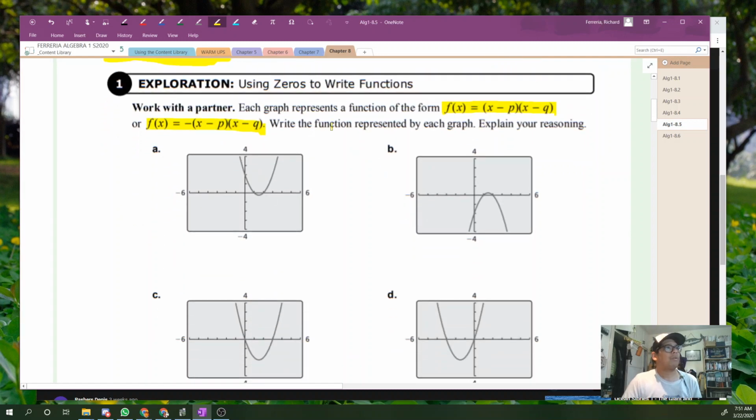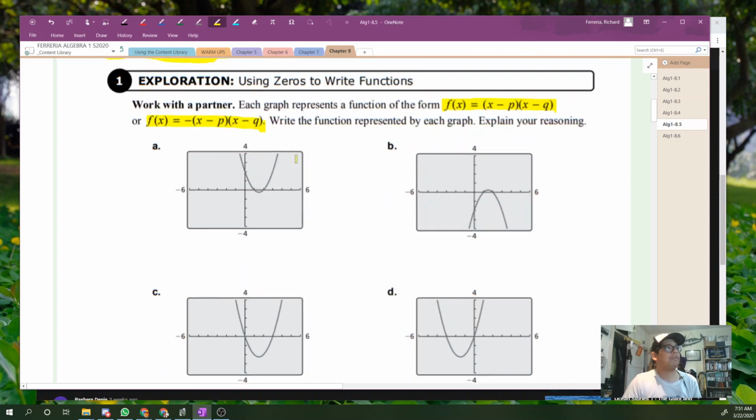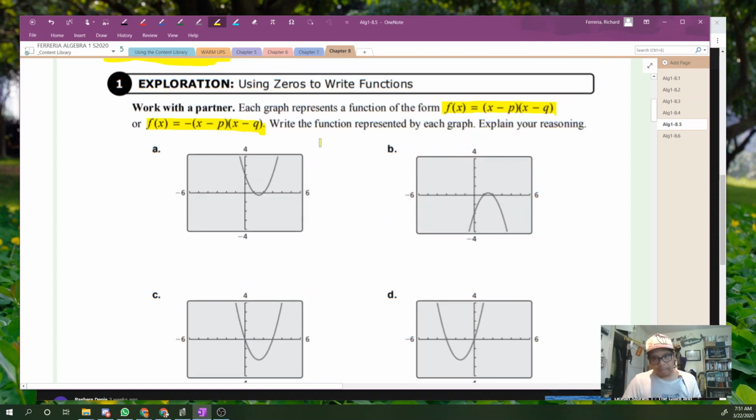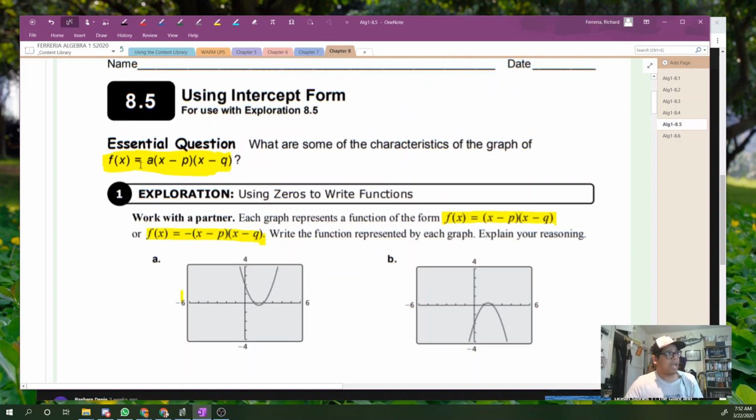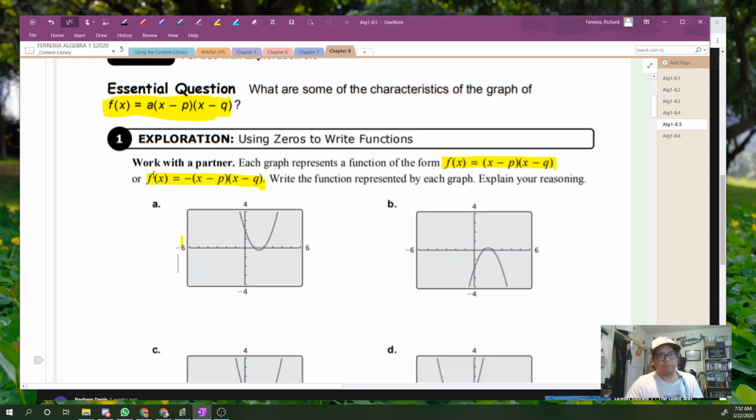Here we go. Write the function represented by each graph. Well, if you will remember, if you set a polynomial equal to 0, then the places where the polynomial is equal to 0, we call those the roots, and that's where the function crosses the x-axis. So here, in that above equation, a is equal to 1. So that'll take care of some of the problems. All we really need to do is find out the roots.